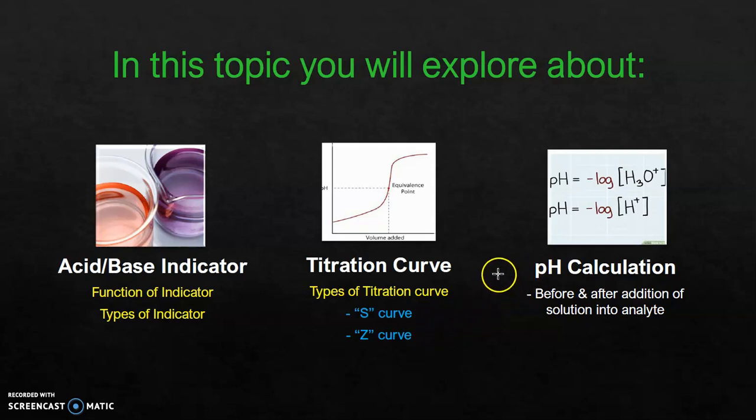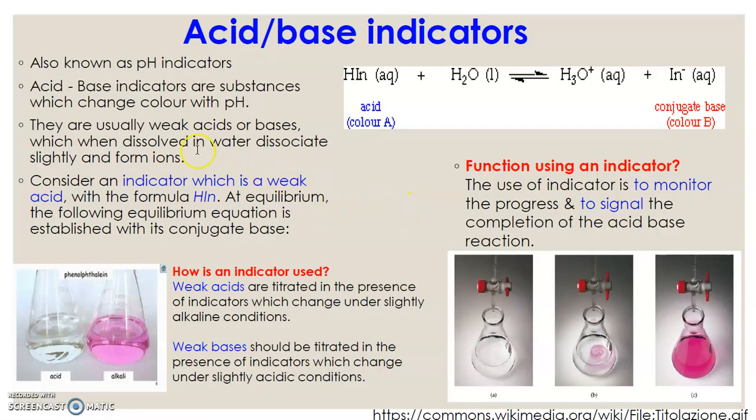And you need to calculate the pH, the initial pH, and the pH after addition of several volumes of solution into the analyte, by using this formula: pH is equal to negative log concentration of hydrogen ion. Before we go to acid-base indicator, I would like to recall acid-base titration.